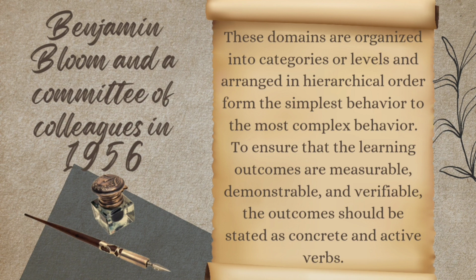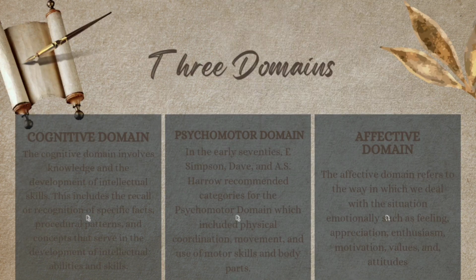In each domain, there are categories. For example, we have here the cognitive domain, psychomotor domain, and affective domain. The cognitive domain involves knowledge and the development of intellectual skills. This includes the first level, recall or recognition of specific facts, procedural patterns, and concepts that serve in the development of intellectual abilities and skills. As you can see, the very first level in the cognitive domain will be recall.